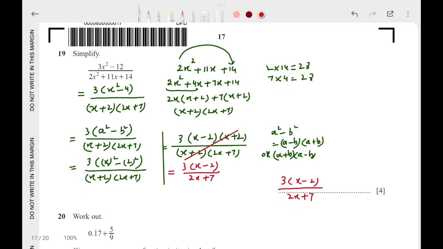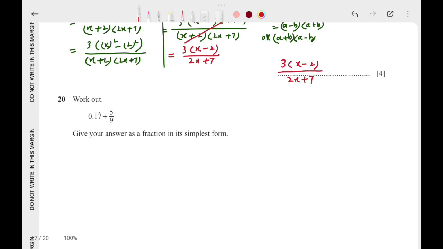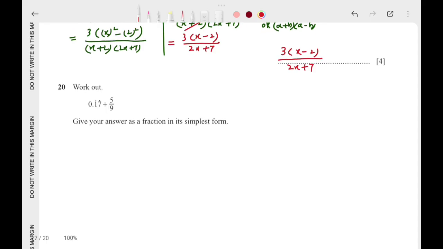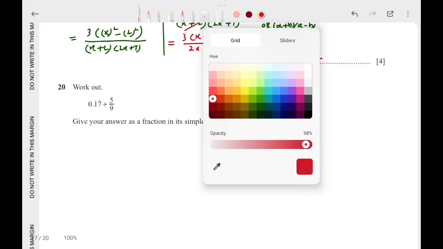Next part, work out 0.̇1̇ 7 plus 9 5 over 7. So this is a recurring decimal case. Just look into the students. It's a very important question.